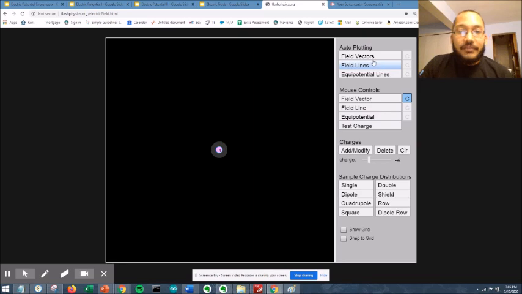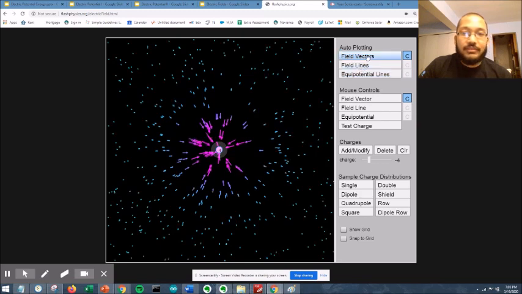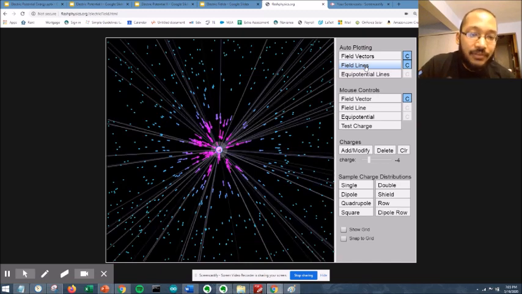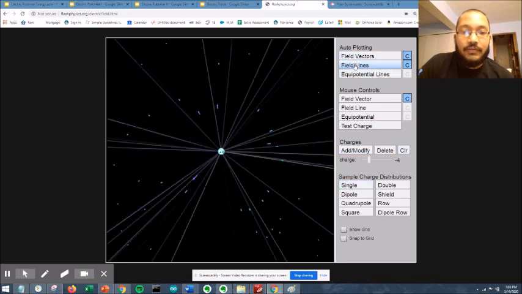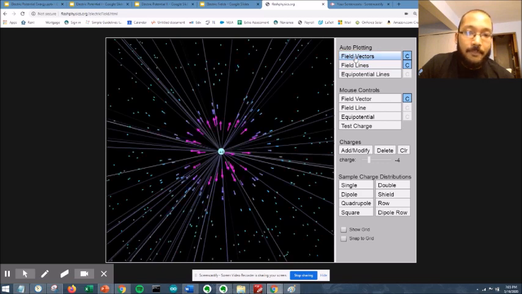So what does the vector field representation look like? It's just a bunch of arrows pointing towards it. And this is a nice little website because you can show the field lines as well. Field lines don't have the arrows on them, but you can see it's symmetrical. Okay, so that's positive. I just want to do the positive again, the field lines and the field vectors like that.